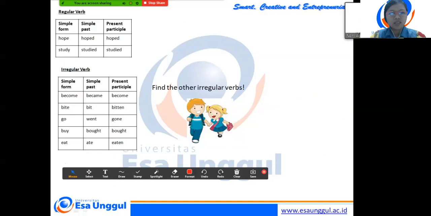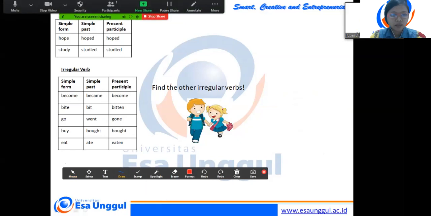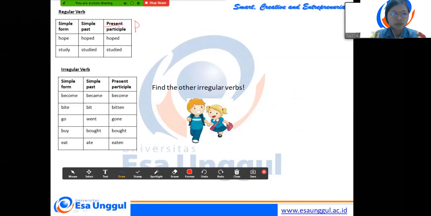Look, this is the other example of regular verb, like hope, hoped, hoped. Sorry, actually, this is not a present participle, but it's past participle. This is the irregular verb. It's also the past participle. Become, became, become. This is verb 1, verb 2, and verb 3.